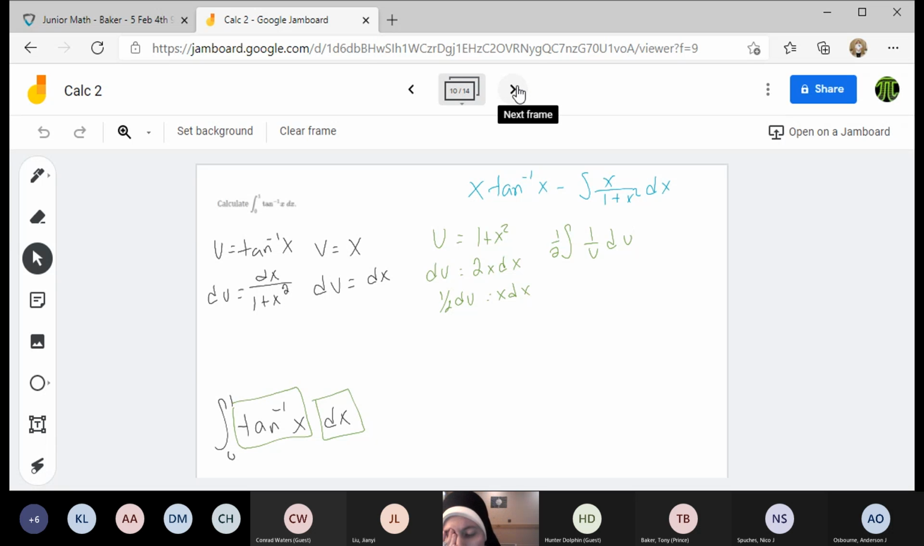Would it be the ln of u? So that would be the ln of u. Good. All right, so now if we go back to my original problem, I have x times the inverse tangent of x, minus the integral, which is 1/2 ln, and my u was 1 plus x squared. And we're evaluating it from 0 to 1.